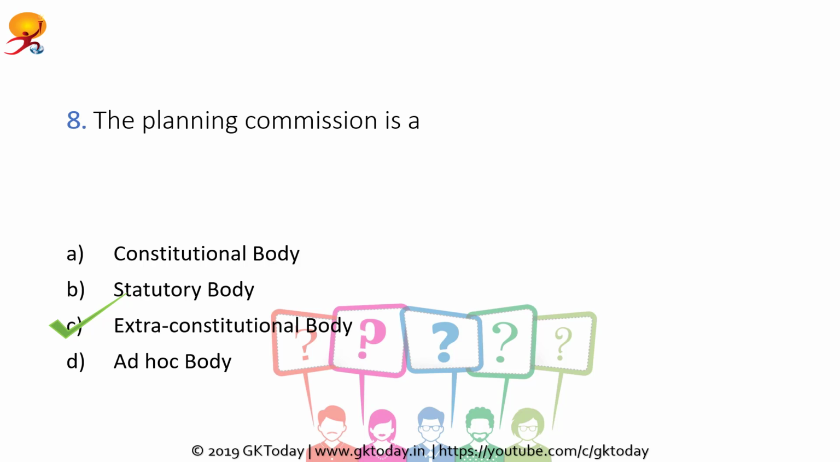So option C. Now Planning Commission was an extra-constitutional body charged with the responsibility of making assessments of all resources of the country, augmenting deficient resources, formulating plans for the most effective and balanced utilization of resources and determining priorities.